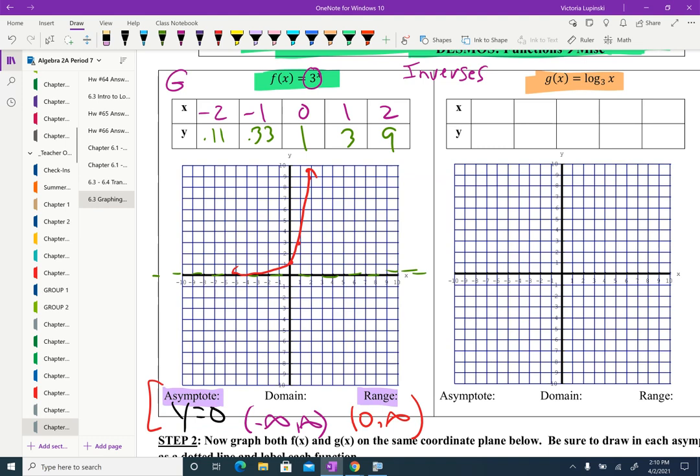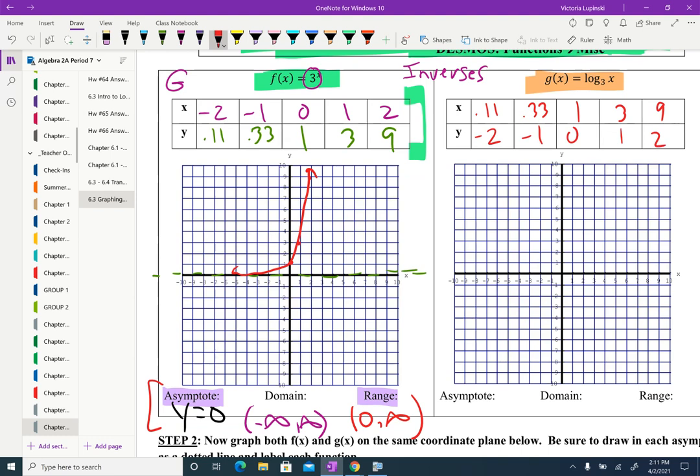So now that I know that these are inverses, remember everything about inverses means opposite. I can take any ordered pair from this table on the left and simply invert it to get the table on the right. If I take all the y values and replace them as x's, I'd get 0.11, 0.33, 1, 3, 9. And then I'm going to convert all the x's into y. So -2, -1, 0, 1, and 2.